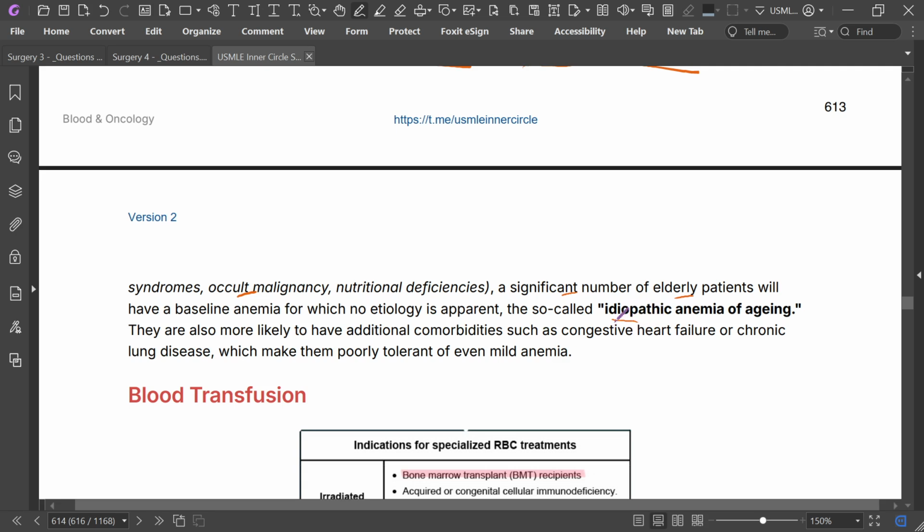So hemoglobin is low, but you are not finding the cause. It is idiopathic anemia of aging. That means a significant number of elderly patients will have baseline anemia for which no etiology is apparent. They are also more likely to have additional comorbidities such as congestive heart failure and chronic lung disease, which make them less tolerant of even mild anemia.